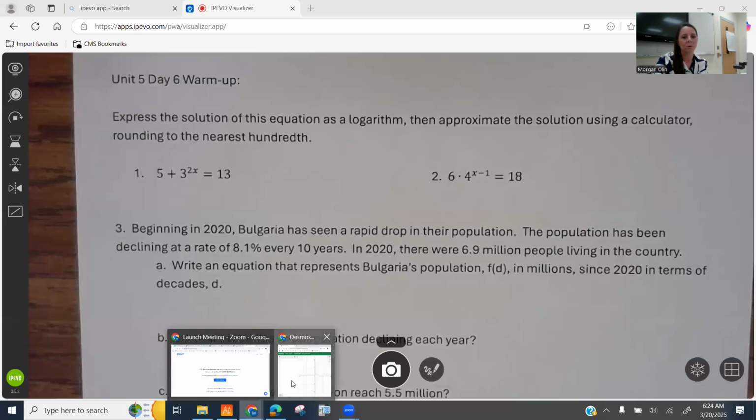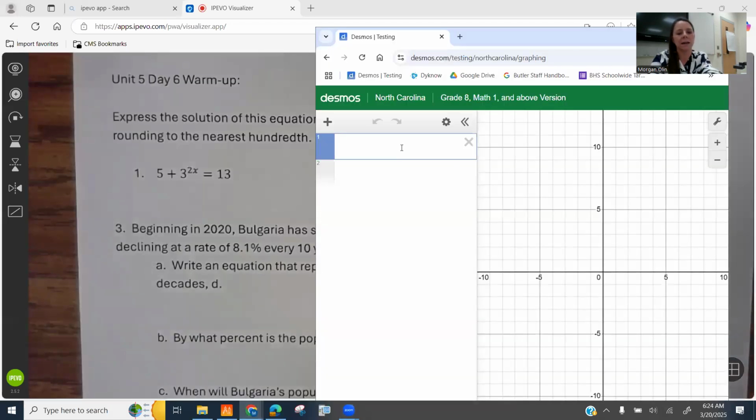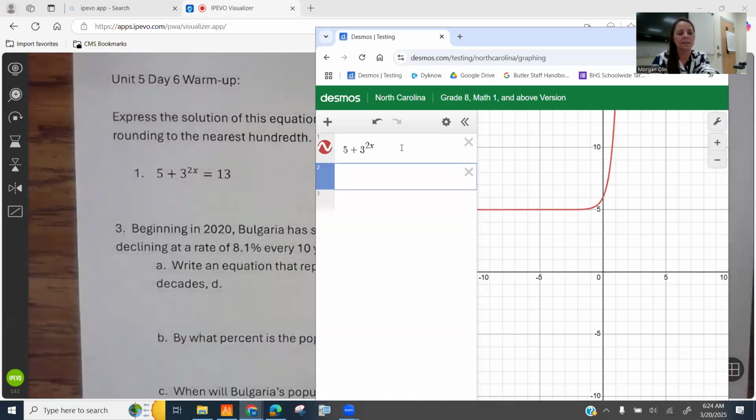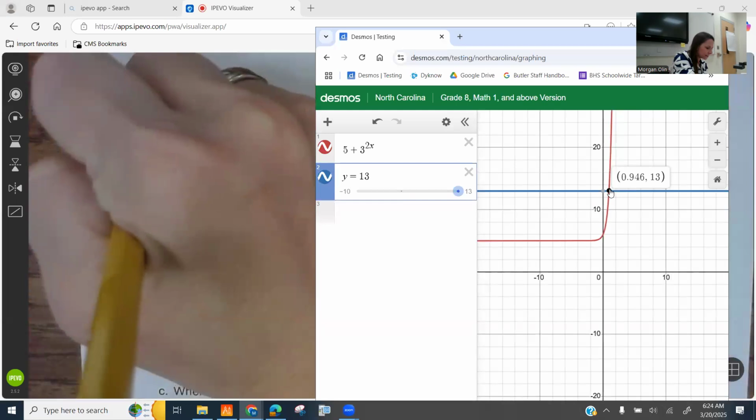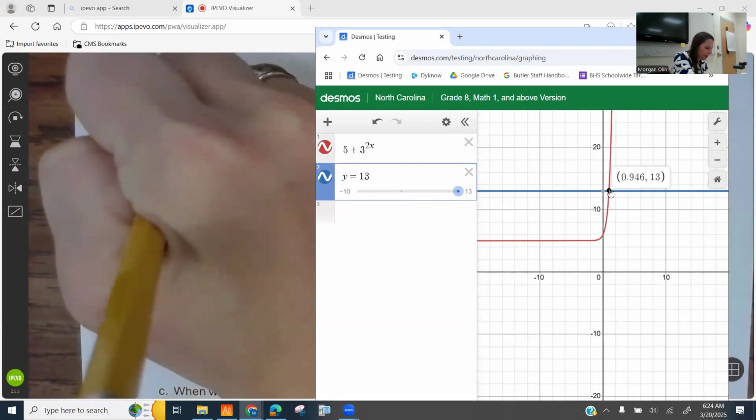Say if I do number 1 and I go into Desmos and I say 5 plus 3 raised to the 2x, and then I press enter. Now, the other side is 13, so you have to put y equals since there's no x's there. And then I can zoom out. So the solution for x, to the nearest hundredth, meaning 2 decimal places, would be 0.95. All right, so x equals 0.95.